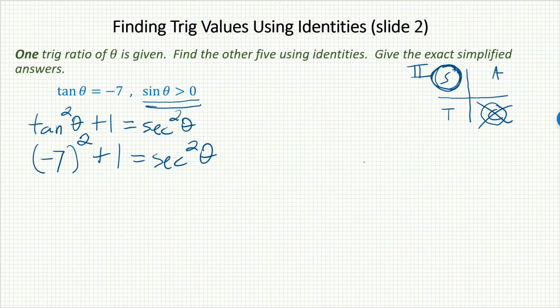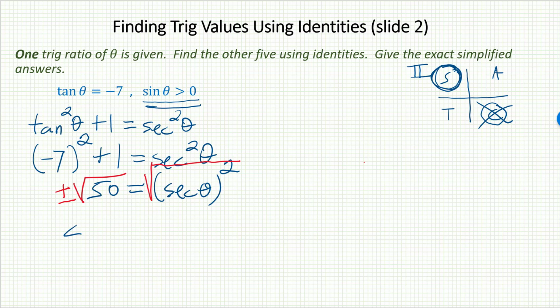Negative 7 times negative 7 is 49, plus 1 is 50. In case it helps, you can always rewrite this indicating what it actually means. This is the entire secant ratio being squared. If I want to solve for it, I'm going to have to undo the squared, which I do by taking the square root of both sides. Just remember, though, there are always two solutions algebraically when you do that.